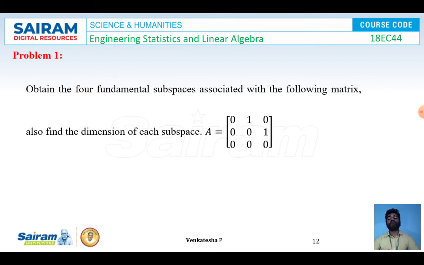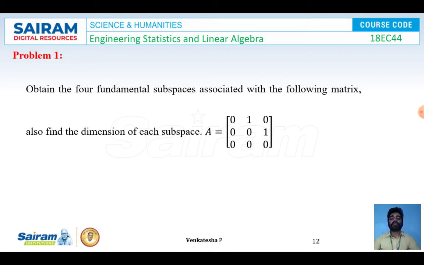Problems on four-dimensional spaces. Obtain the four fundamental subspaces associated with the following matrix. Also find the dimension of each subspace. The given matrix is A equal to [0, 1, 0; 0, 0, 1; 0, 0, 0]. Now for this matrix A, we have to find the four fundamental subspaces.